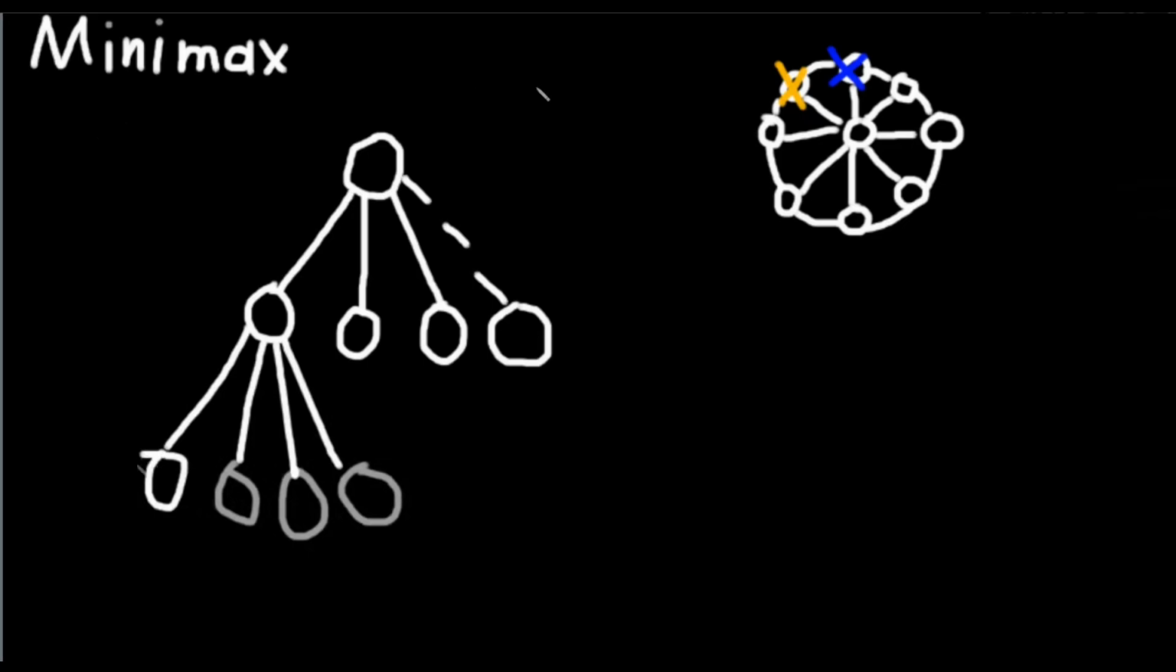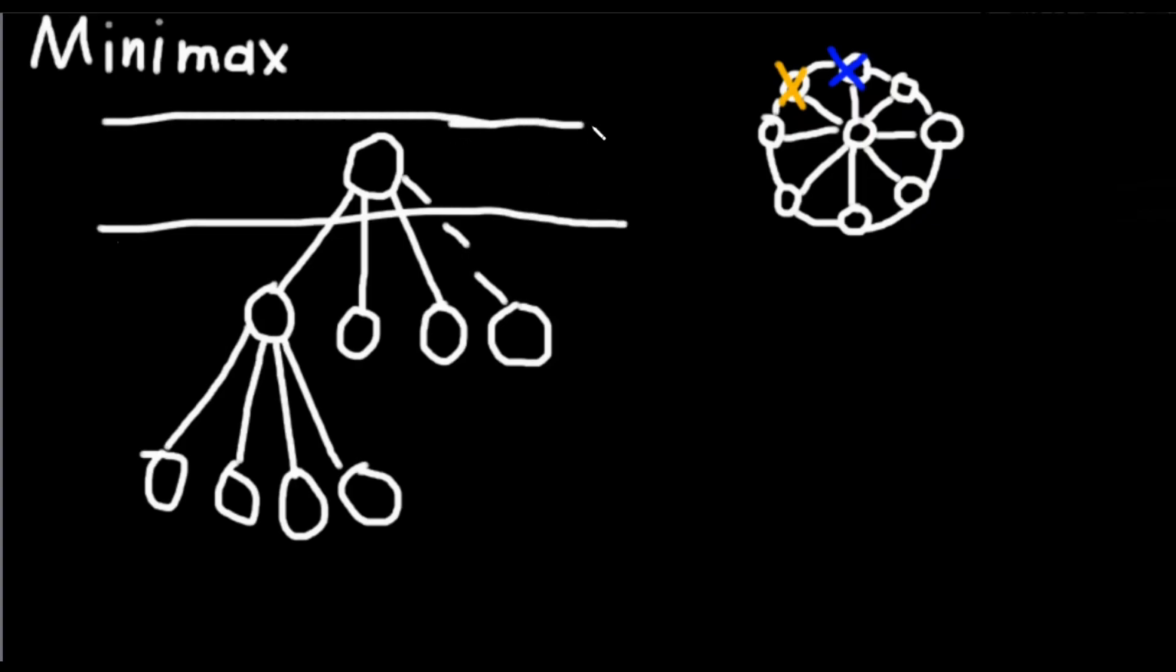We can then assign a label to each row of the tree. So we can say this is the starting point, this is the orange player, and these are all the orange player's moves. And this is the second player, blue in this case. The children of these nodes are all the possible moves of the blue player.